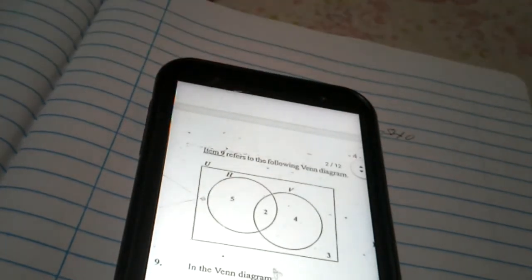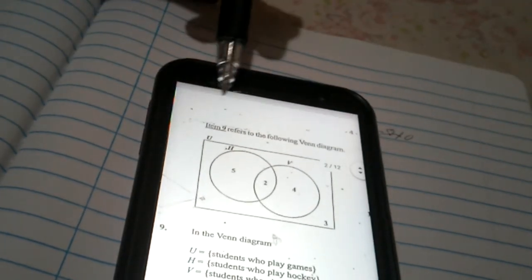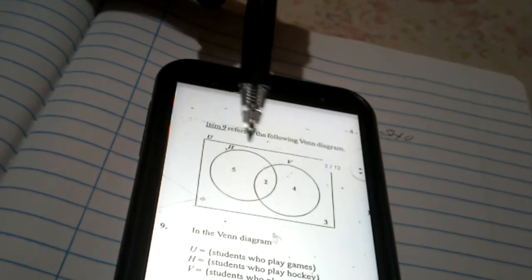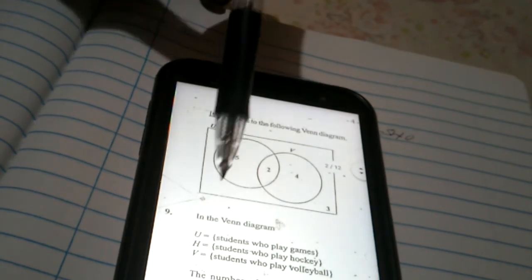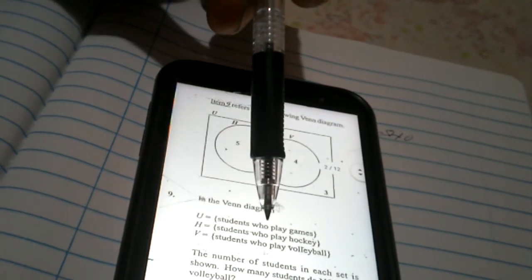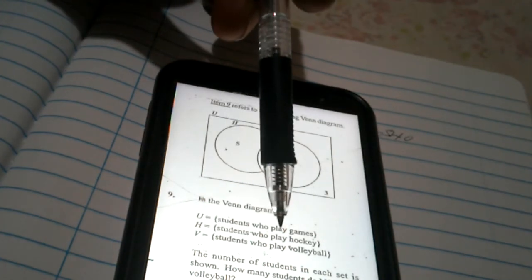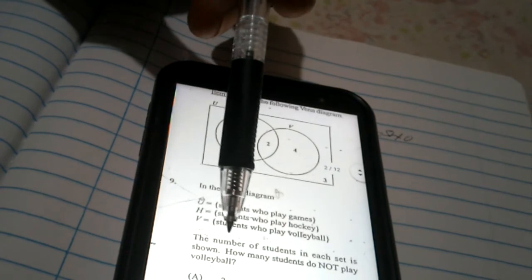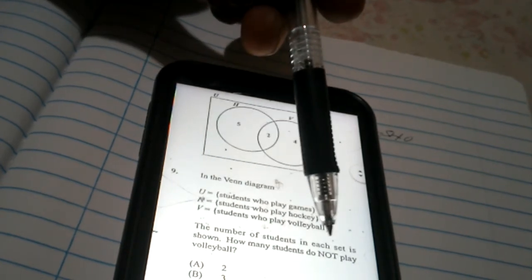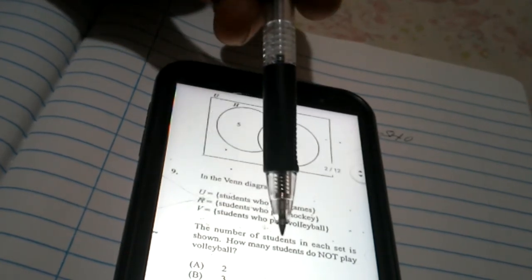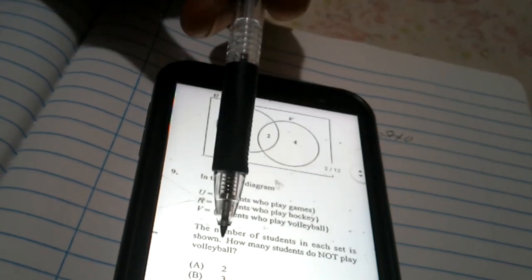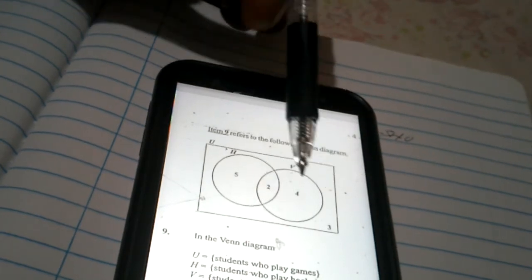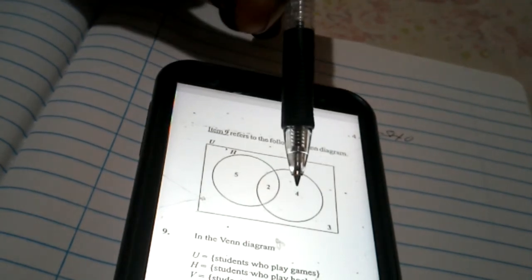Alright, number 9 is a very nice set question. It says item 9 refers to the following Venn diagram. So in this Venn diagram, we have set H and set V. It says in the Venn diagram, U is equal to students who play games, H is equal to students who play hockey, and V is equal to students who play volleyball. So the question asks, the number of students in each set is shown. How many students do not play volleyball? That means it has nothing to do with volleyball. So volleyball is this whole circle, which has 4 students.